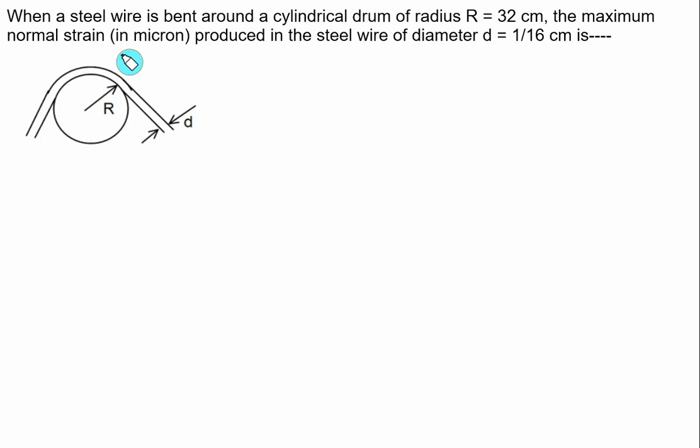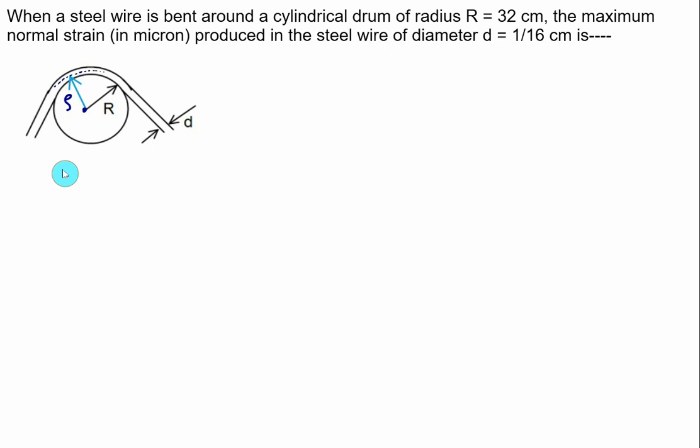When a steel wire is bent around a cylindrical drum of radius r equal to 32 centimeter, you have to calculate the maximum normal strain in micron, and we are given the diameter d equal to 1 by 16 cm. So diameter is known, radius is known. Approximately we can show here, somewhere within d by 2, we have the neutral axis, and this neutral axis from the center has a radius of curvature equal to rho.